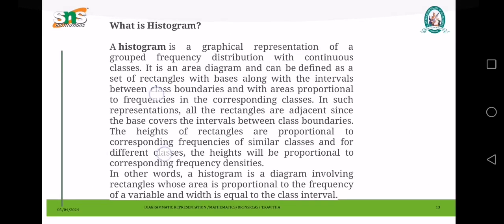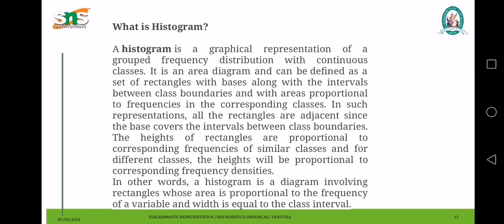Next, what is a histogram? A histogram is a graphical representation of a grouped frequency distribution with continuous classes. It is an area diagram and can be defined as a set of rectangles with bases along the intervals between class boundaries and with areas proportional to frequencies in the corresponding classes. In such representation, all the rectangles are adjacent since the base covers the intervals between the class boundaries. In other words, a histogram is a diagram involving rectangles whose area is proportional to the frequency of a variable and width is equal to the class interval.